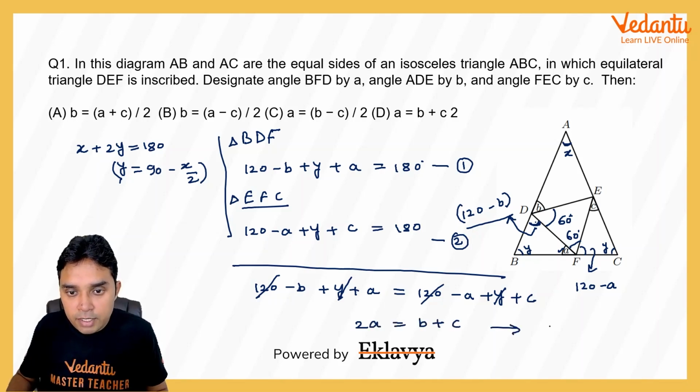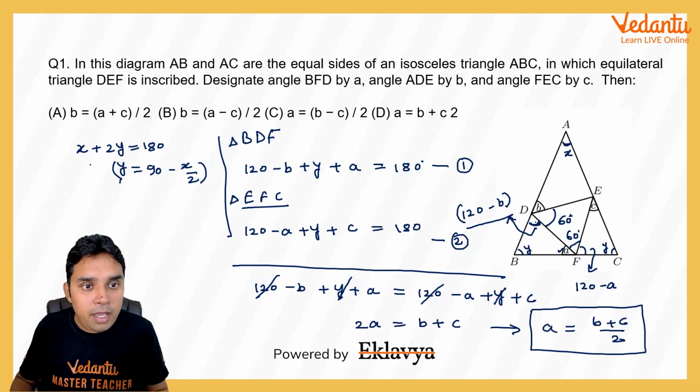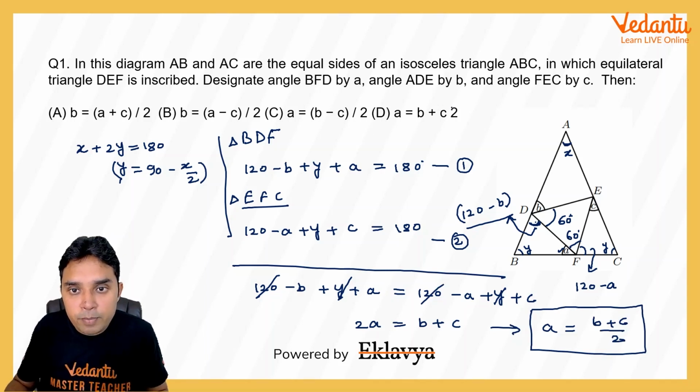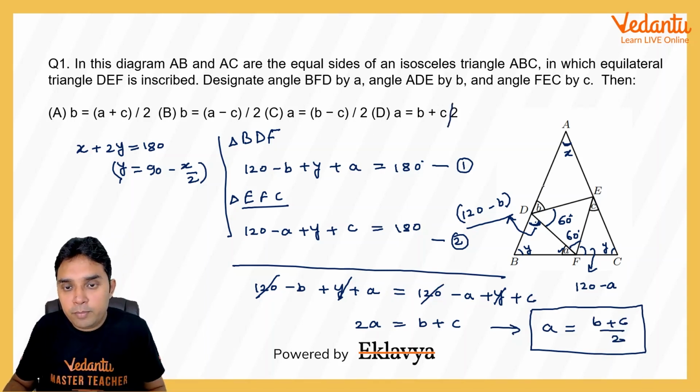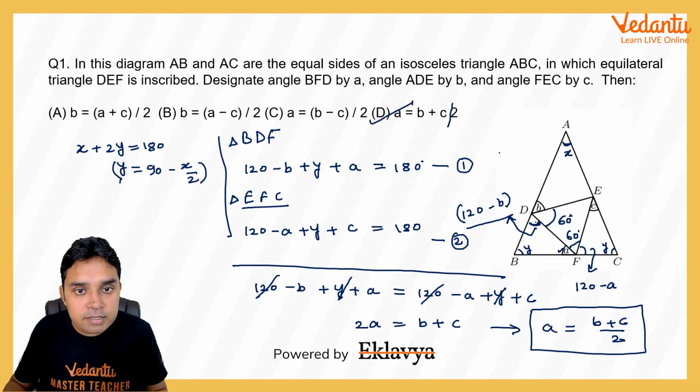So the answer here should be a is equal to (b plus c) by 2. So what is the option? Let us see. A is equal to (b plus c) by 2. I think here it should have been (b plus c) by 2. So I think D is correct.